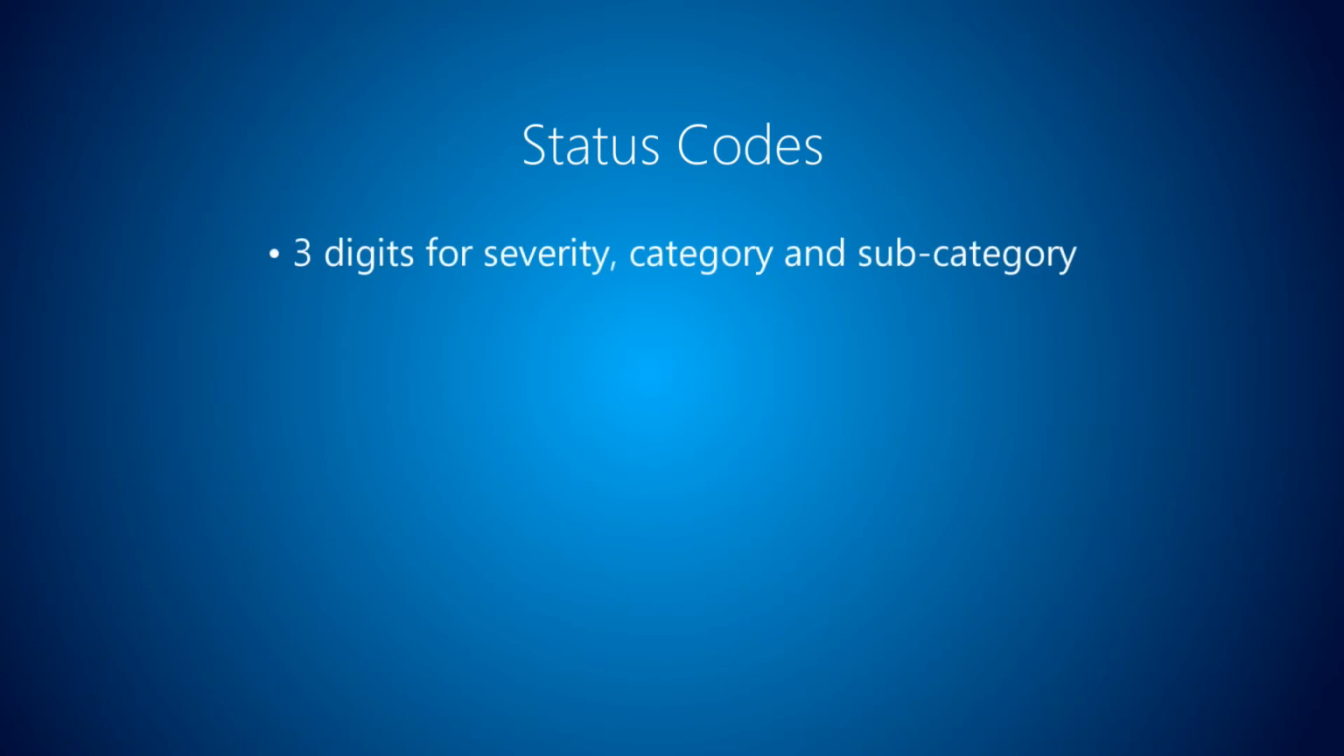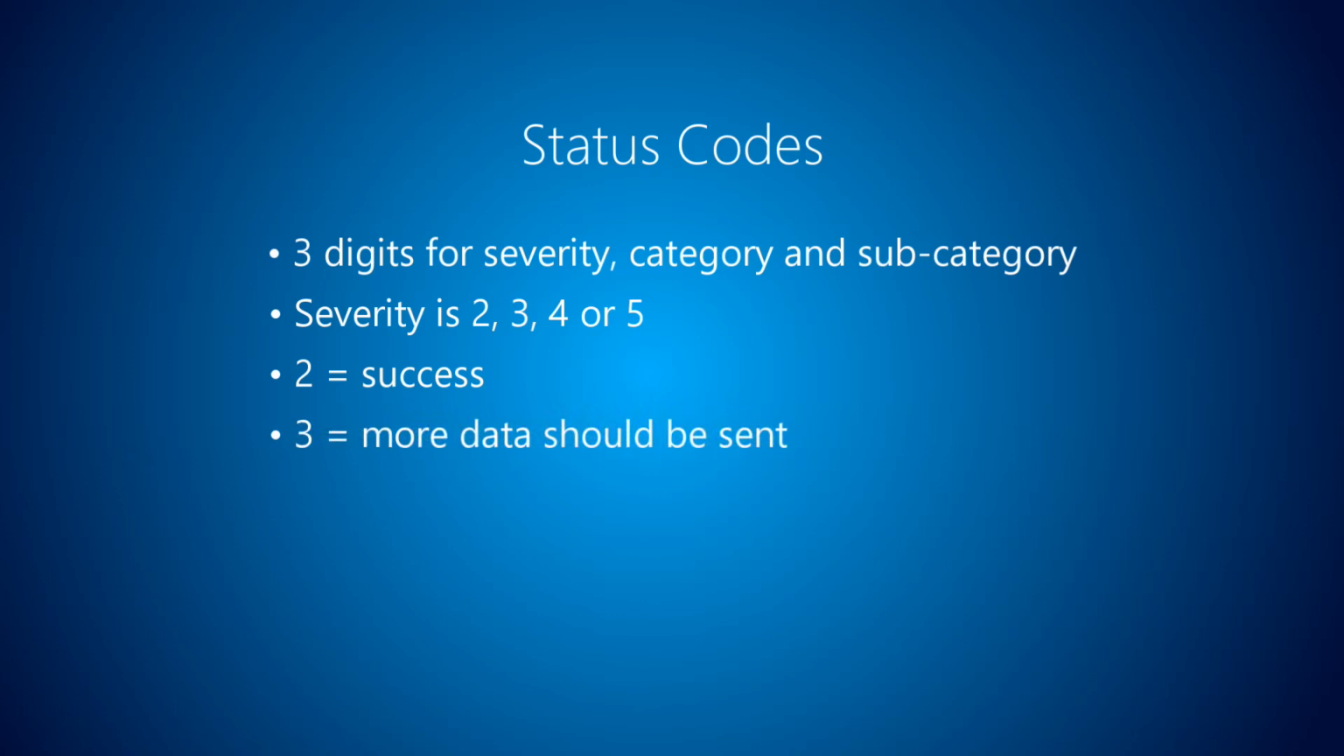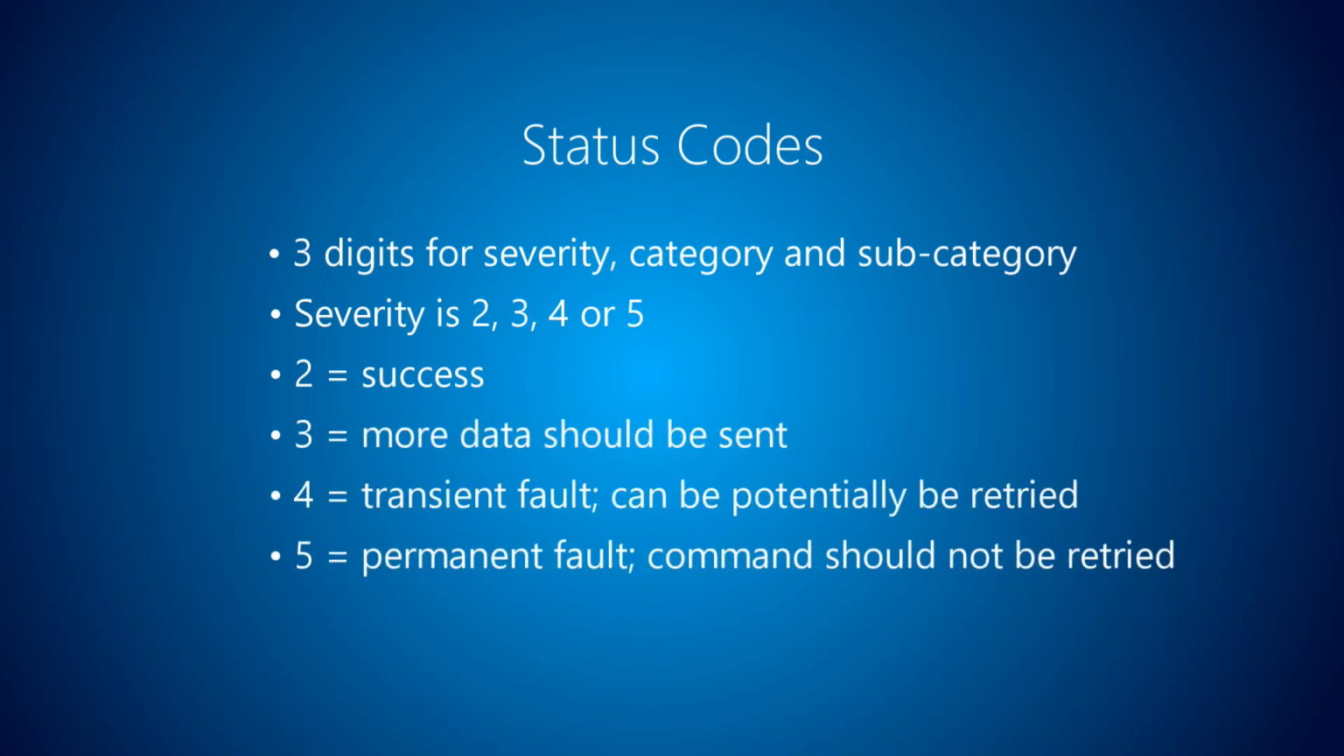Now let's look at status codes in more detail. We have already seen that status codes consist of 3 digits. The first digit indicates the severity of the status, the second the category of the status, and the third the specific status in the category. The severity can have a value of 2, 3, 4 or 5, where 2 indicates success, 3 that more data is required, 4 that a transient fault has occurred, and 5 that a permanent fault has occurred. Transient faults are reported for error conditions that may be worth retrying. Permanent faults indicate that the command should not be retried.